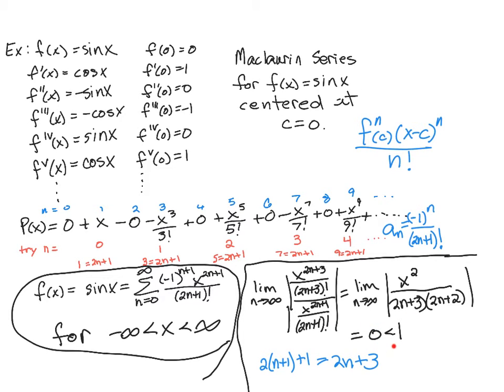And you see that this has no dependence on what x is. It's always 0. 0 is always less than 1. That means that our radius is infinite, and our interval goes from minus infinity to plus infinity.